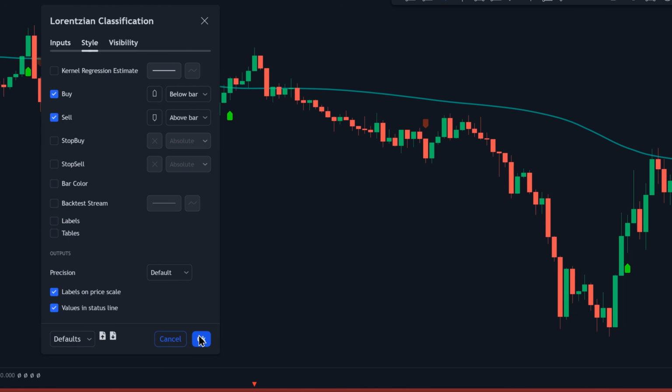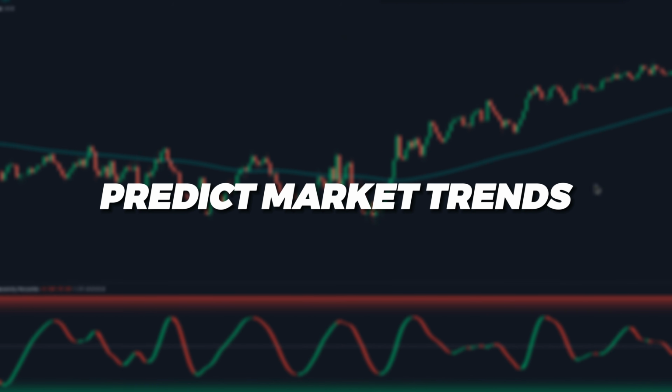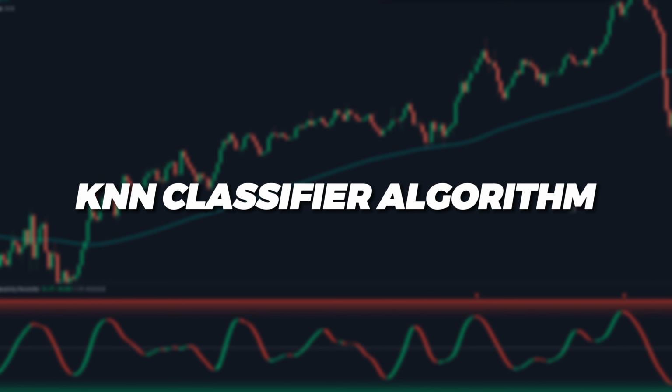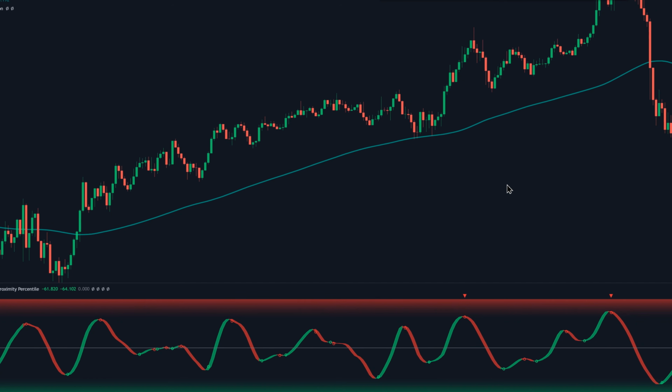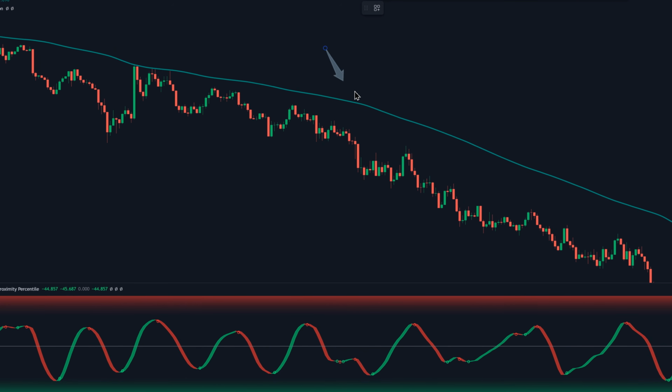After that, click OK. The AI Trend Navigator indicator is designed to predict market trends using the K nearest neighbors algorithm, also known as KNN, which sounds a bit fancy, but it basically works similar to the EMA, which means a bullish trend is going to be identified when the price is consistently trading above this trend ribbon. On the other hand, a bearish trend happens when the price is consistently trading below this trend ribbon.